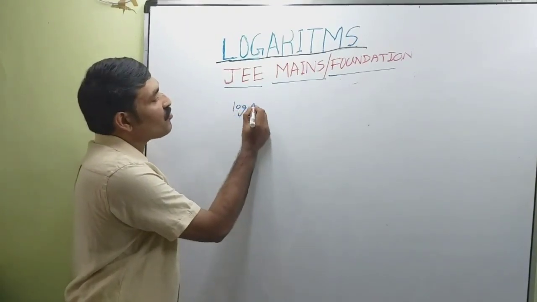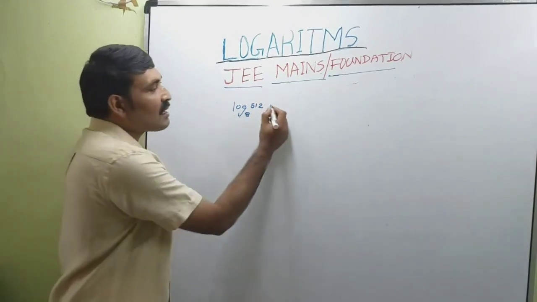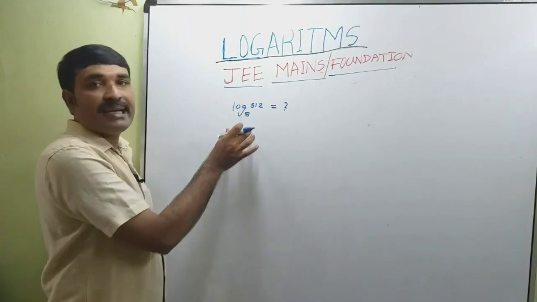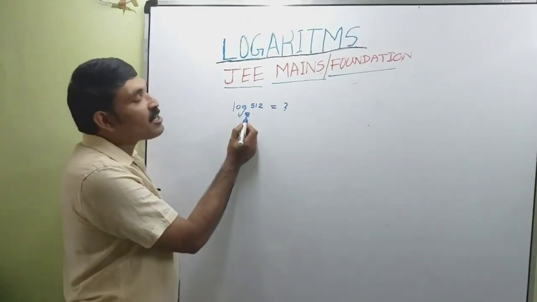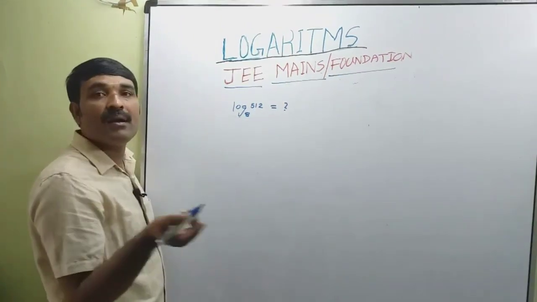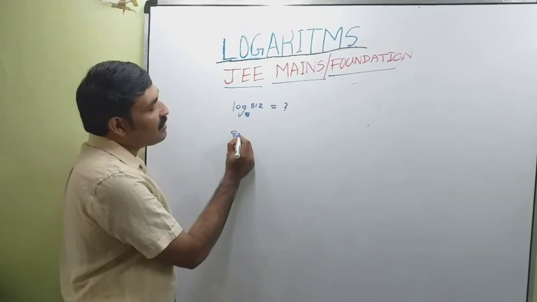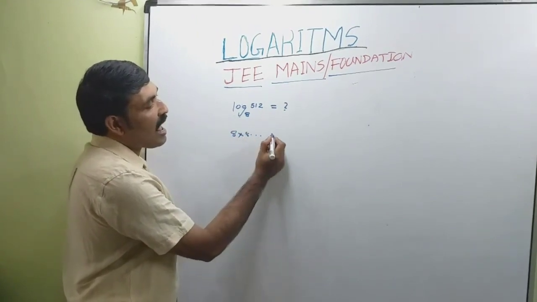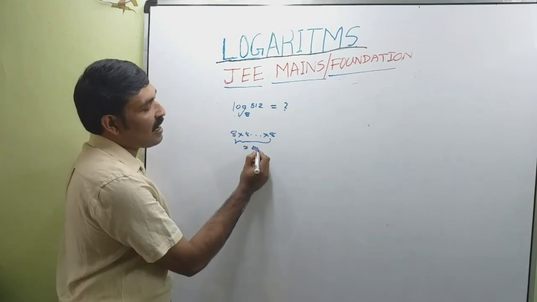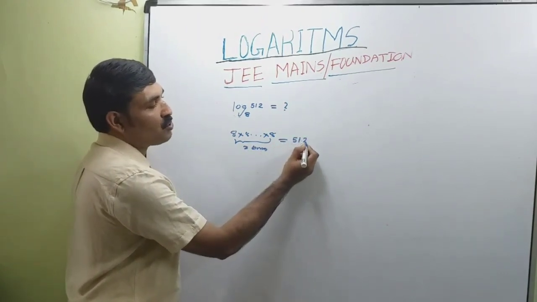Log of 512 to the base 8 is equal to what? What does this indicate? It indicates how many times 8 should be multiplied so as to get the number 512. That means 8 into 8 up to x times. So we are multiplying 8 x times, and then we will get the result 512.